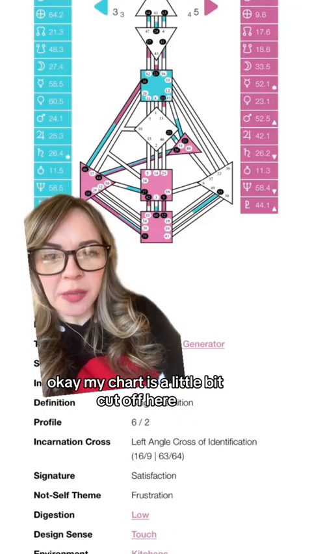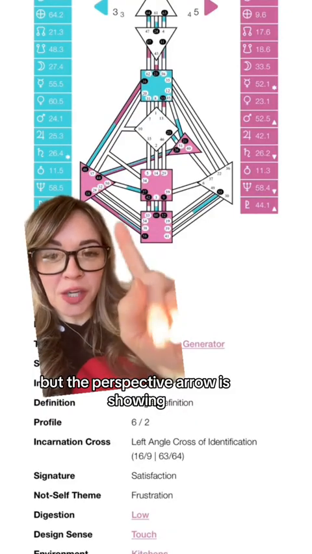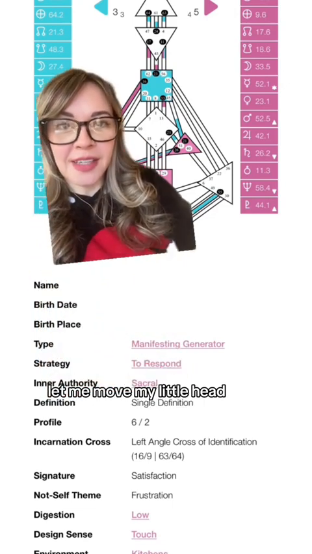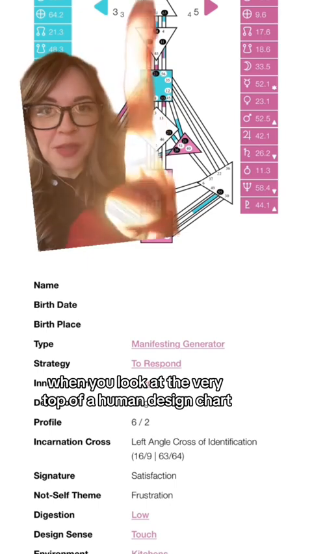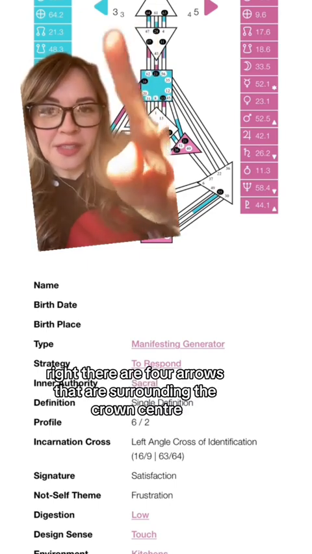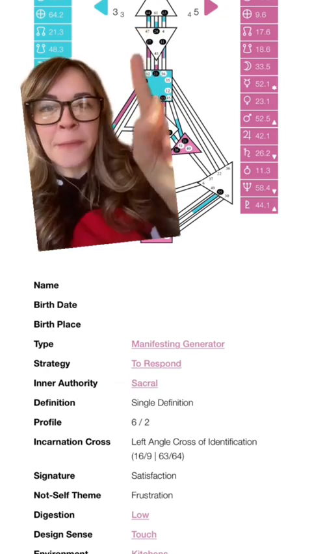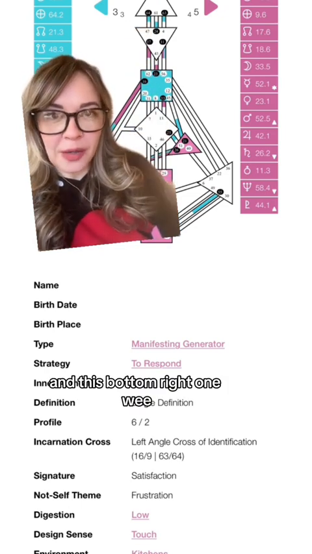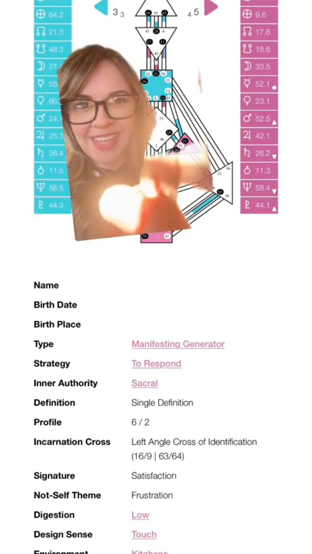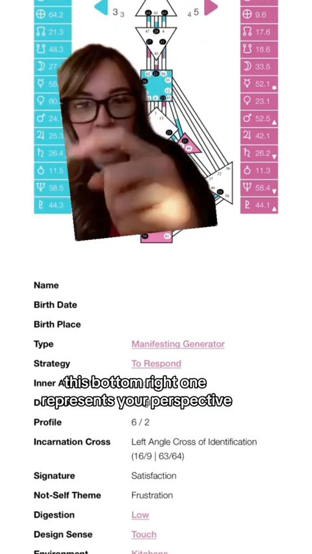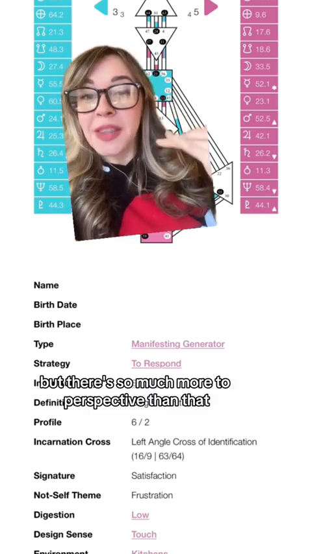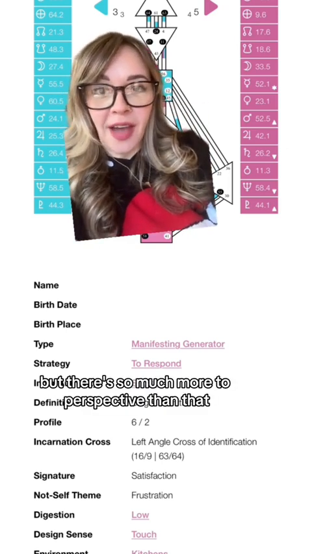Okay, my chart is a little bit cut off here, but the perspective arrow is showing. So when you look at the very top of a human design chart, right, there are 4 arrows that are surrounding the crown center, the one at the top triangle. And this bottom right one represents your perspective, and it can be left facing or it can be right facing. But there's so much more to perspective than that.